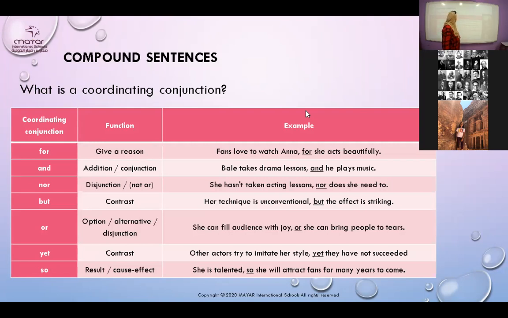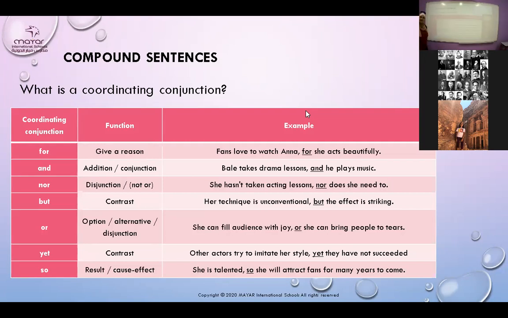It's not a simple sentence. It's different than do you want pizza or pasta? No, it's different. She can fill audience with joy, or she can bring people to tears. Here, or, it doesn't add something. It gives another option. It's like, do you want to order pizza or pasta? Options. Here also, it gives options, but with complete ideas, complete situations.